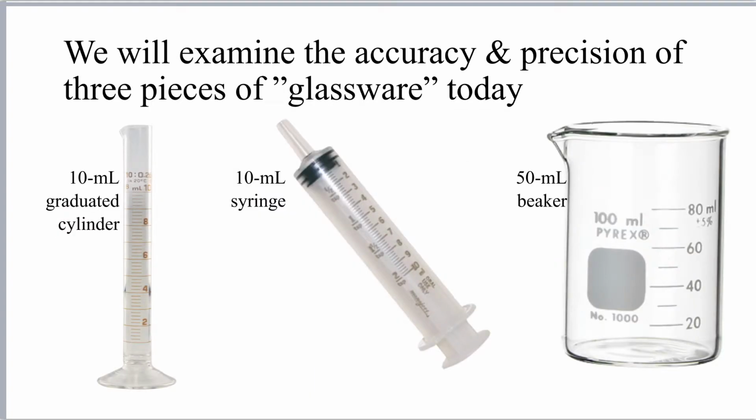We're going to be looking at 3 bits of glassware today. This you have in your locker, a 50ml beaker. This you also have in your locker, a 10ml cylinder. This you will be provided with for the lab, and you need to return it when you're done. So it's a 10ml syringe. We're going to call them glassware, even though obviously this is actually made of plastic.